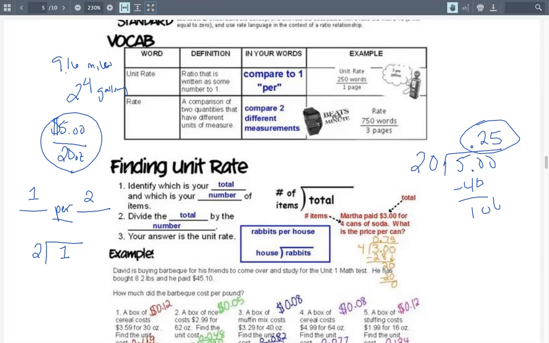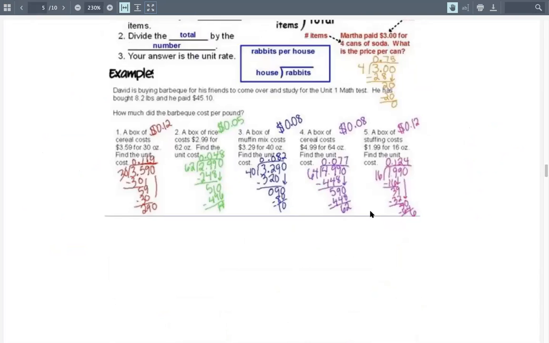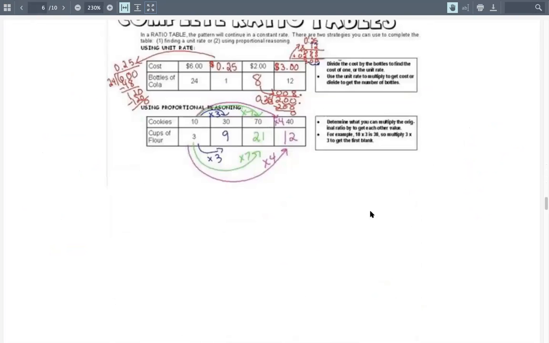And there is some unit rate work as well in that rates folder. Are there questions or concerns about unit rates? No. Nope. Okay. Cool. More examples of unit rates and ratio tables. I think we got those. Okay.